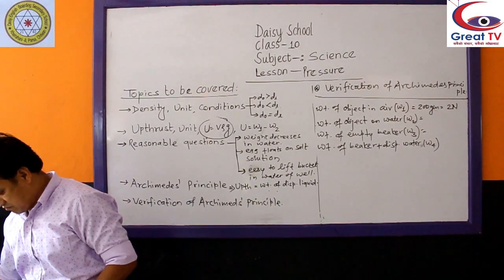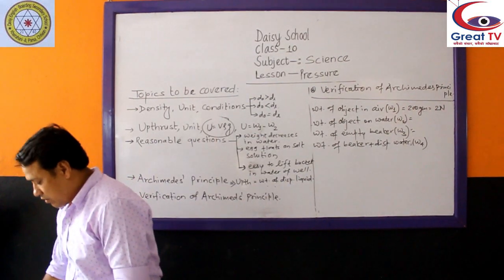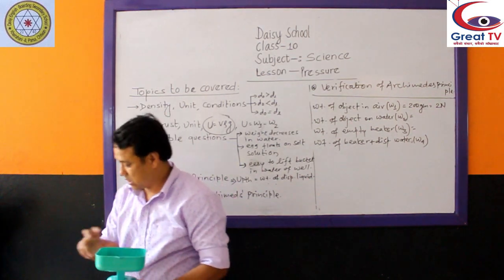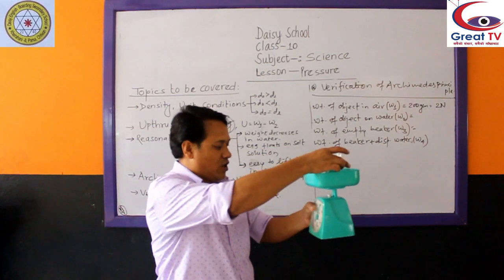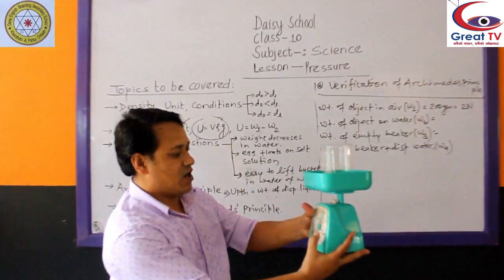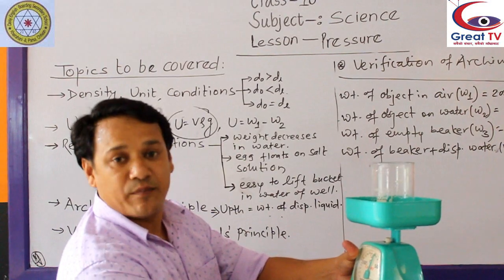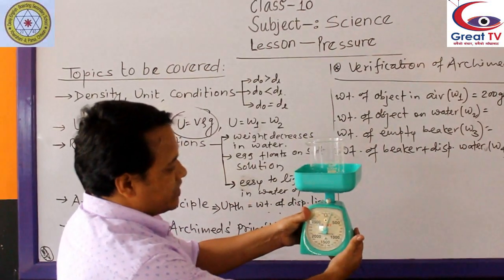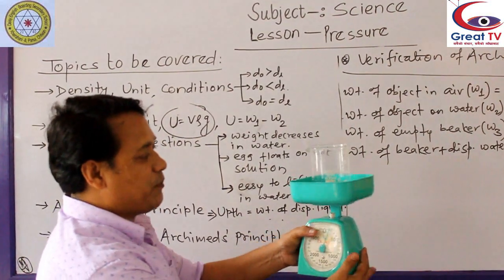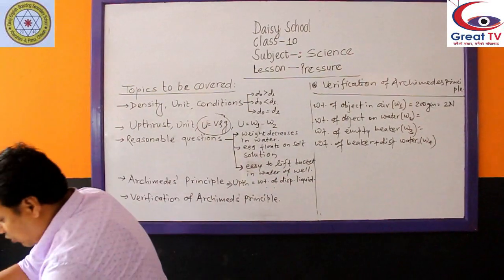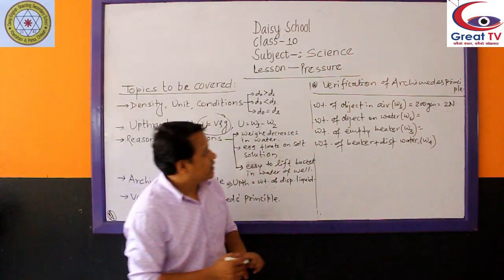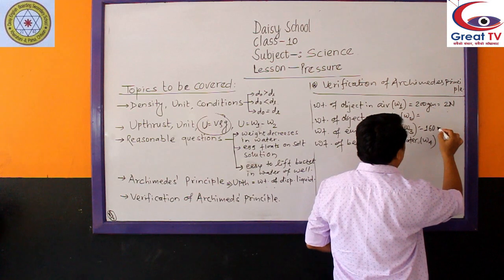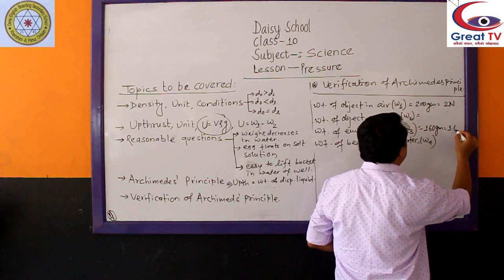weight of the same object in the Eureka can. Before that, we want to take the weight of the empty beaker. The weight of the empty beaker is 160 gram. 160 gram means 1.6 Newton. You can see here 160 gram or 1.6 Newton. The empty beaker weight is 160 gram, equal to 1.6 Newton.